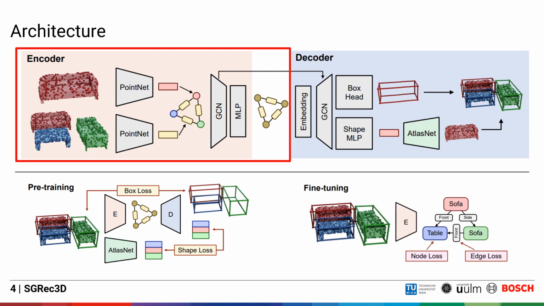To fine-tune our method for 3D scene graph prediction, we discard the decoder and fine-tune the encoder part on a small dataset with two weighted cross-entropy losses for nodes and edges.